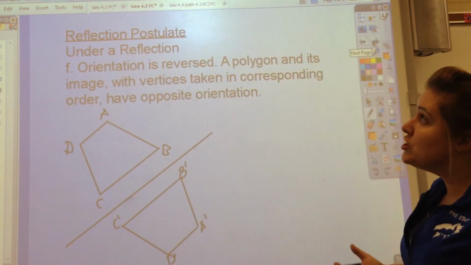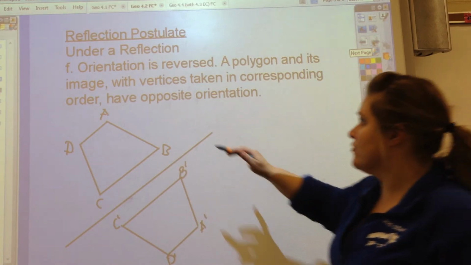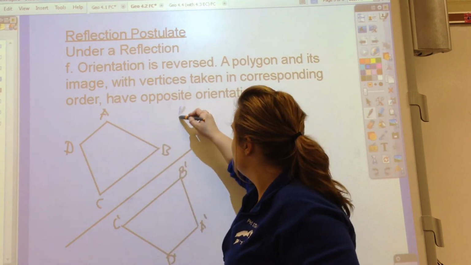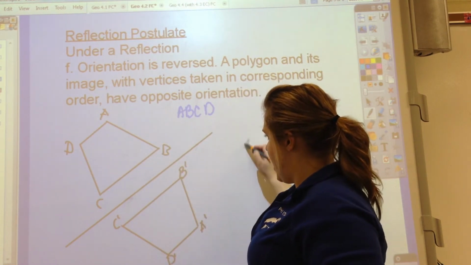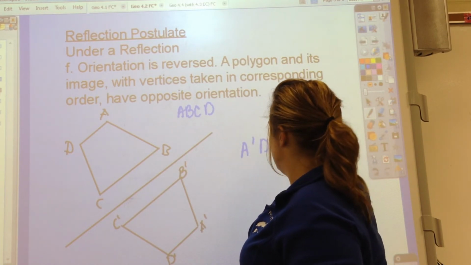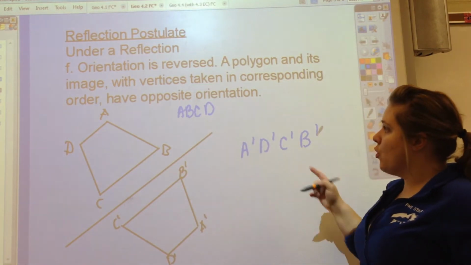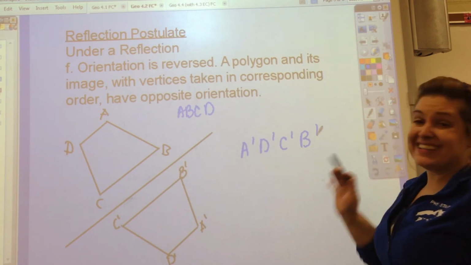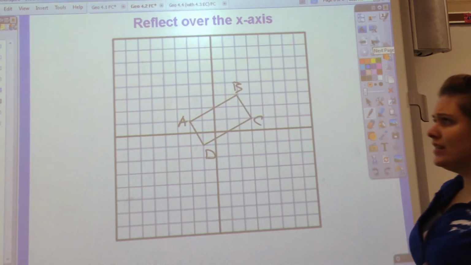All right, for the reflection postulate, under reflections, orientation gets reversed. Notice that here I would have A, B, C, D, and here if I start with A, I would get A prime, D prime, C prime, B prime. I go in the reverse order. Everybody see that? So orientation is not preserved by reflections. All right, let's try one more.